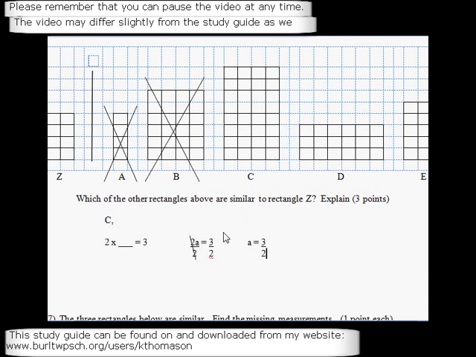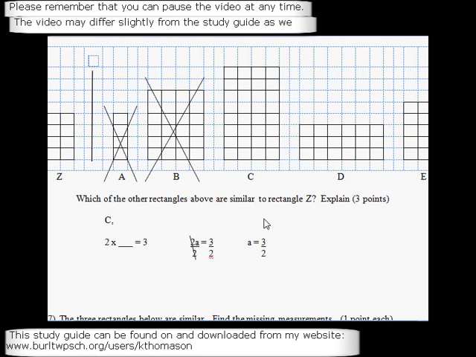Okay, another way would be if you realize you stick a 3/2 in here, 2 times 3 is 6, and then you got to divide that by that 2 down there, so it's going to give you 3. So that's another way if you can do it in your head.